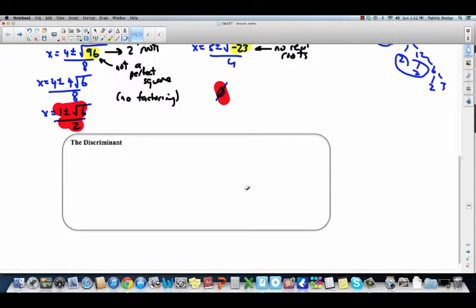Oh, okay, let's write down exactly what we want to say about the discriminant, and let's get going here. This is taking way too long.